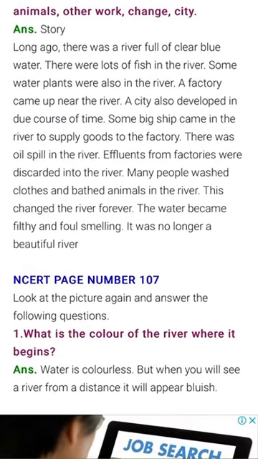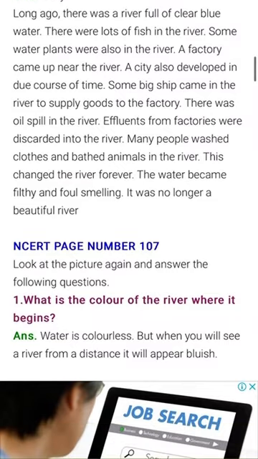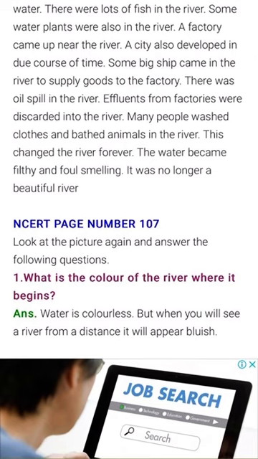Effluents from factories were discarded into the river. Many people washed clothes and bathed animals in the river. This changed the river forever. The water became filthy and foul-smelling. It was no longer a beautiful river.